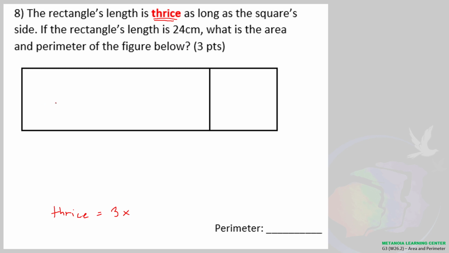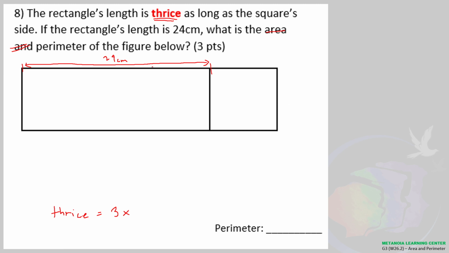If the rectangle's length, from this point to this point, is equivalent to 24 centimeters, what is the area and perimeter of the figure? Again, may area and perimeter na naman. No area, only perimeter of the figure below. So, kanina sinabi twice, no? Ngayon is thrice, meaning there should be equivalent to 3 units.